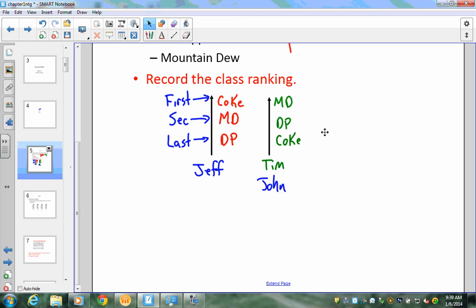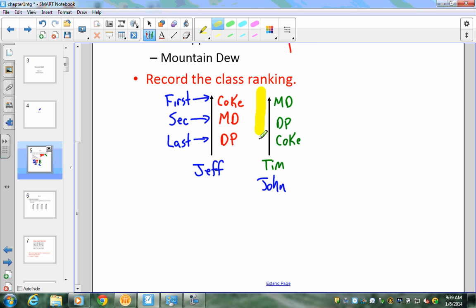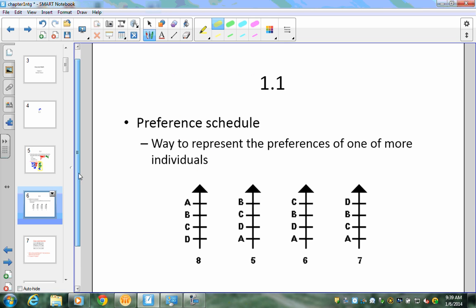There we go. And so by putting his name up underneath Tim's, we can make an observation that says that this preference schedule here, this one right here, is shared by both Tim and John. So they both have the same idea of what they want when it comes to soft drinks. Pretty simple.